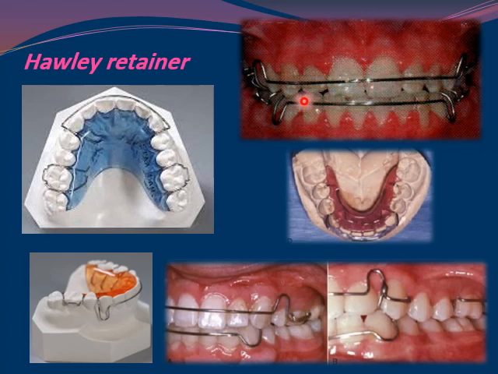acrylic facing can be added to the labial bow of the Hawley retainer to control rotations, such as in cases when there are rotated teeth. As we see in this figure, this is the acrylic facing that is added to the labial bow. The other modification, reverse U-loop, can be added to the Hawley retainer to control the canine position, such as in cases when there is a defect or problem in the canine position. So we add a reverse U-loop to get more control of the canine position.